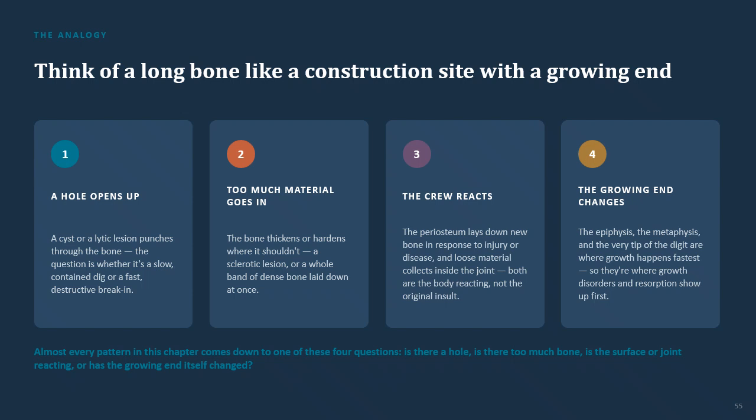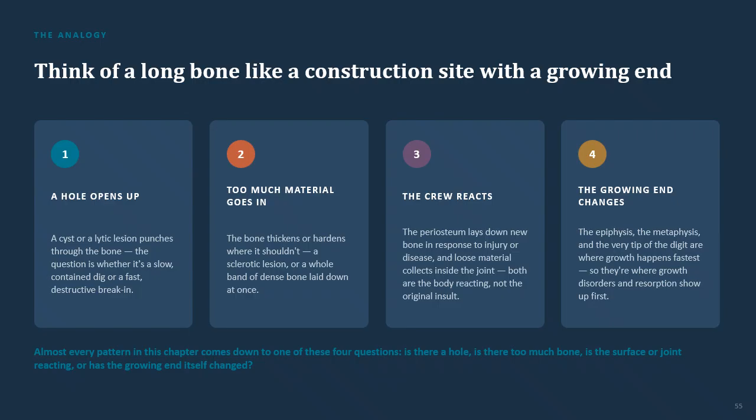And then the fourth thing that we're going to look at is a problem that involves the growing end of the bone. So the metaphysis, the epiphysis, and even the fingertips can give us a clue as to some of the growth or metabolic disorders.